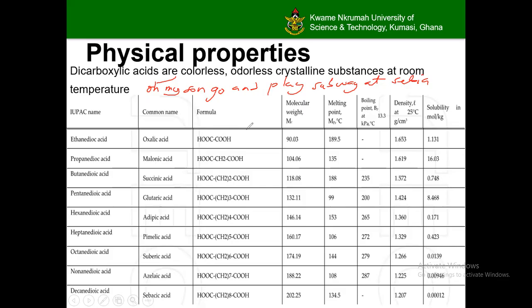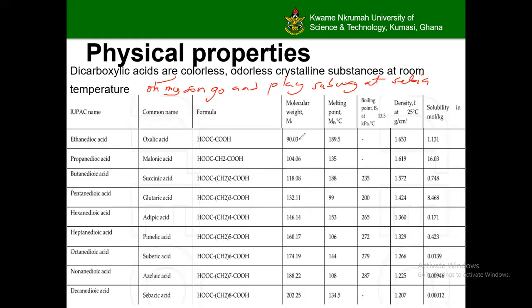P is pimelic acid. Subway, that's suberic acid. The A is azelaic acid. And then the Sabia is sebacic acid. So very simple. You can just use this to get the first letters for each of the names. Very important. Now, after that, we have their formula there.